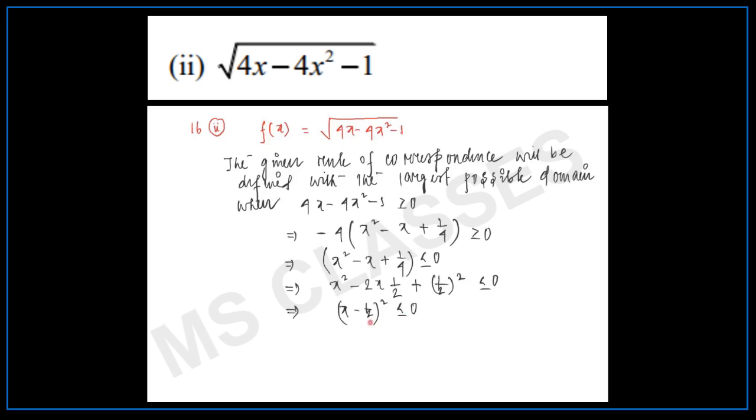So there is only one possibility, that x is equal to 1/2, because a square term cannot be less than 0. It can be only equal to 0. So therefore, we have only one possibility. The domain is the set containing 1/2.